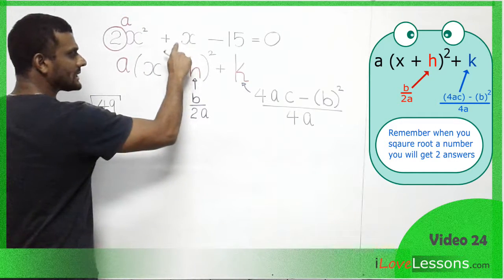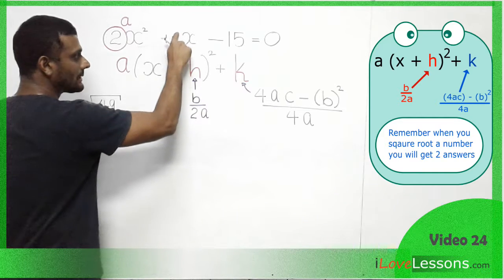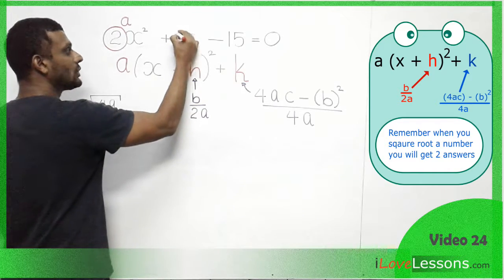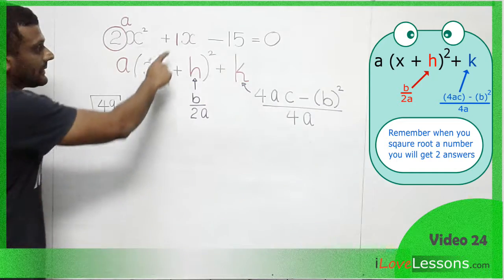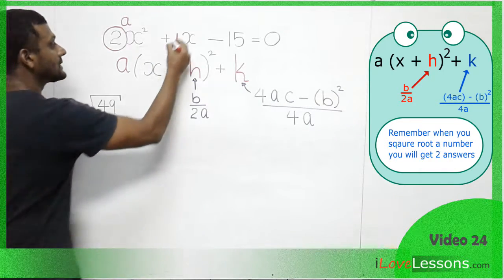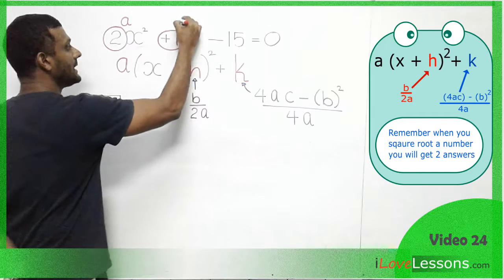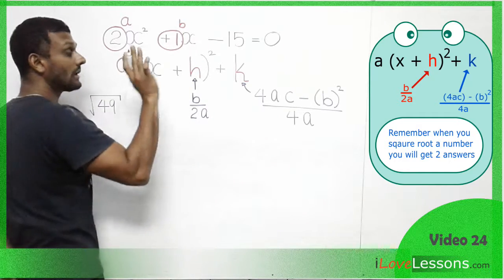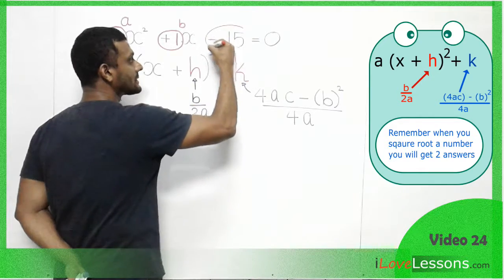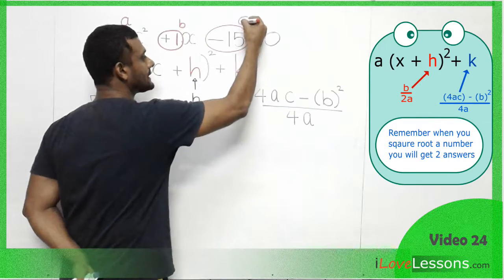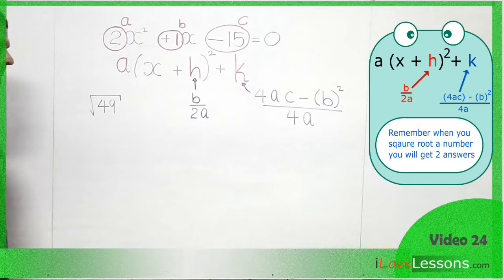The number touching x, I don't see a number here right now, but whenever you don't see a number, it is automatically 1. Physically writing the 1. So b seems to be 1, sorry. And c is a number without x, so c is minus 15.